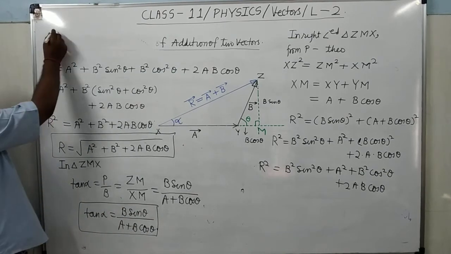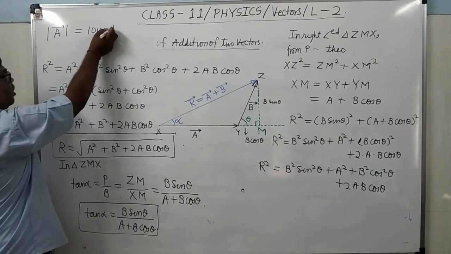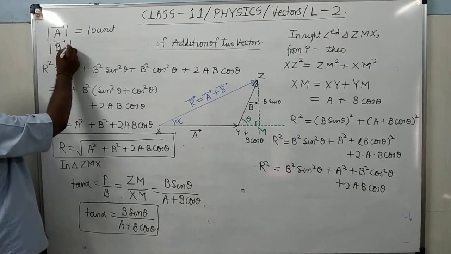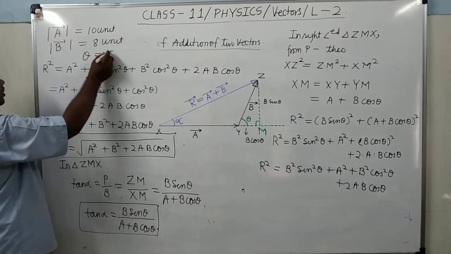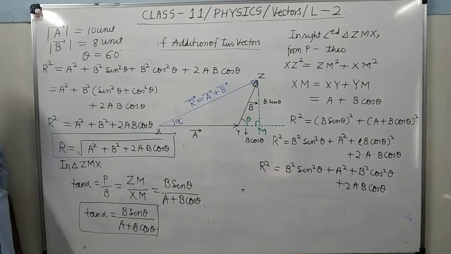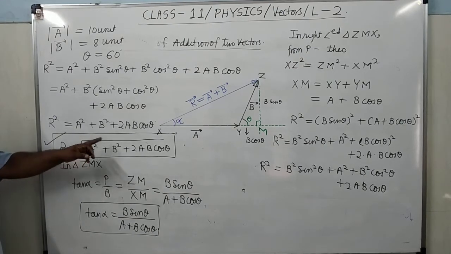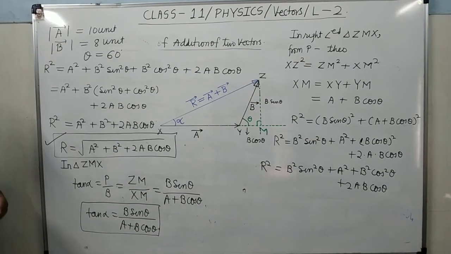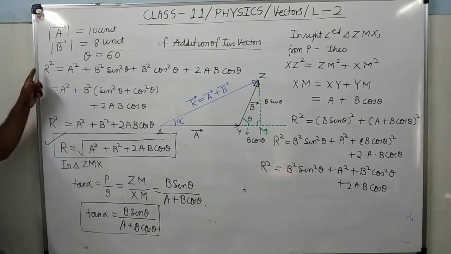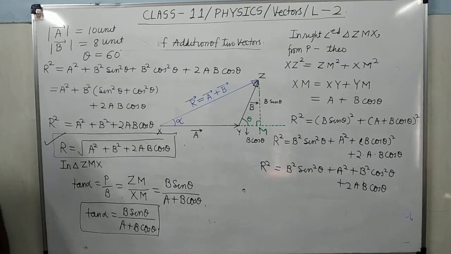Suppose it is given that the magnitude of vector A is 10 units, the magnitude of vector B is 8 units, and the angle between both the vectors is 60 degrees. Then without drawing any diagram, you can get the magnitude of the resultant from the square root of A square plus B square plus 2AB cos theta, where theta is the angle between both the vectors. And by using the tan alpha formula, you can get the direction of the resultant from vector A.